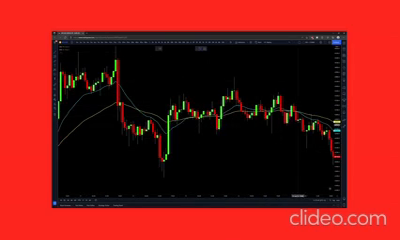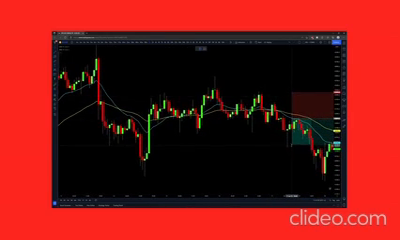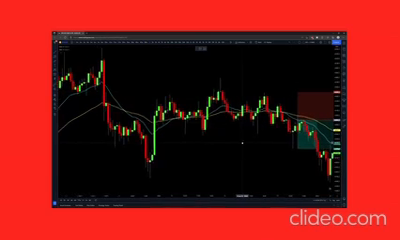Starting on the right-hand side here, we see the cross down of the 20 below the 50. Then we wait for the first pullback into the 20 right here, which gives us our entry. Then we're going to be targeting the low before the pullback to the 20 and using a 1-to-1 risk to reward ratio, which does end up working in the trade's favor.